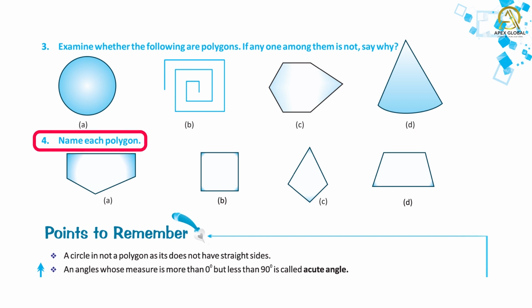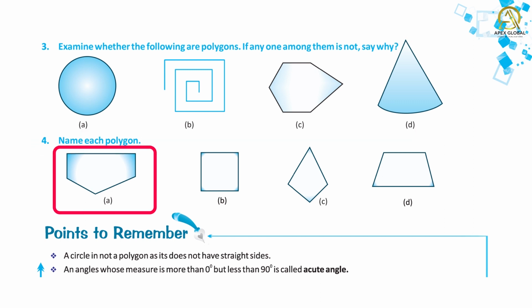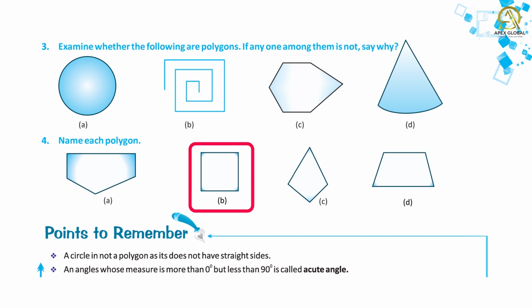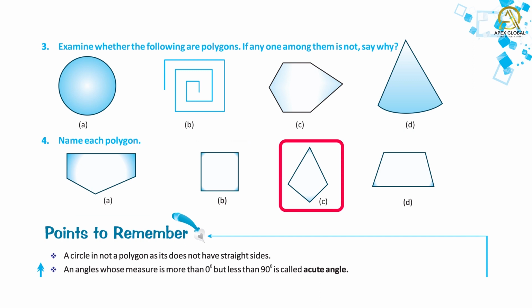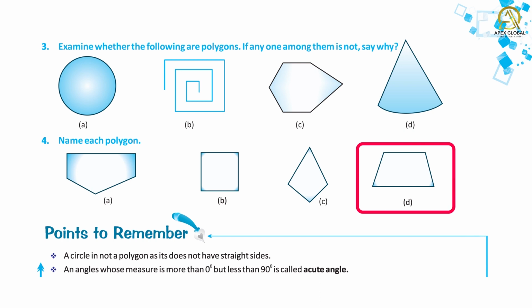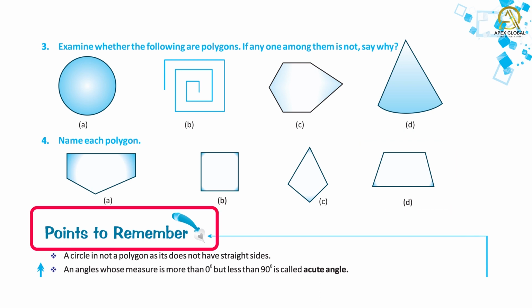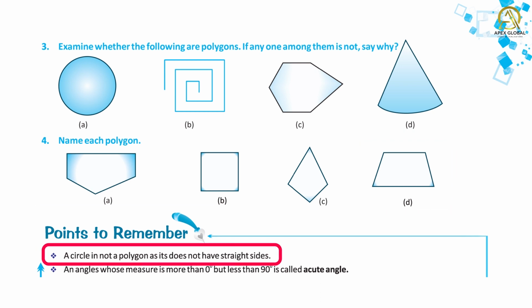Question 4. Name each polygon. Solution. A. Pentagon. B. Square. C. Quadrilateral. D. Trapezium. Points to remember. A circle is not a polygon as it does not have straight sides.